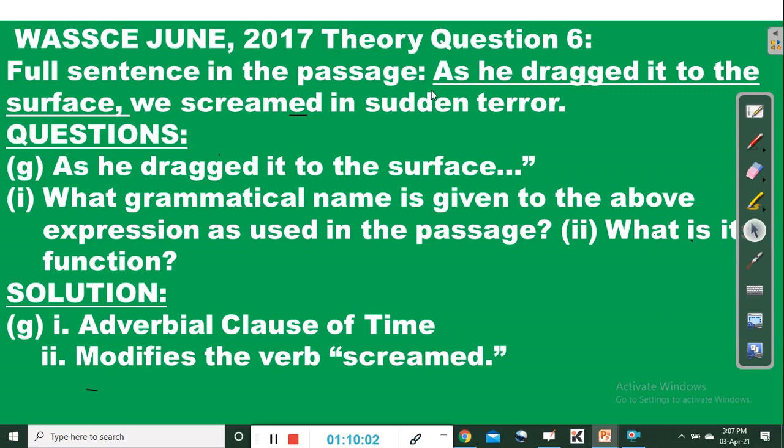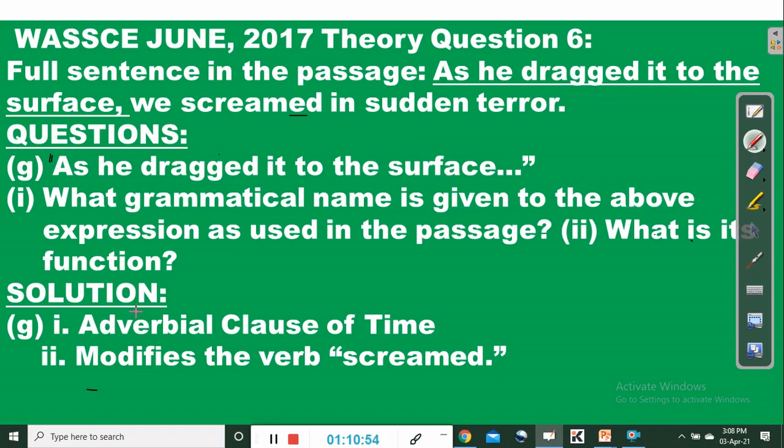Then the full sentence in the passage from which the underlined expression was taken reads as follows. All right? As he dragged it to the surface, we screamed in sudden terror. And the underlined expression is: as he dragged it to the surface. Now, the question alphabet here again is G, and the expression taken from that passage, which is underlined there, is as he dragged it to the surface.